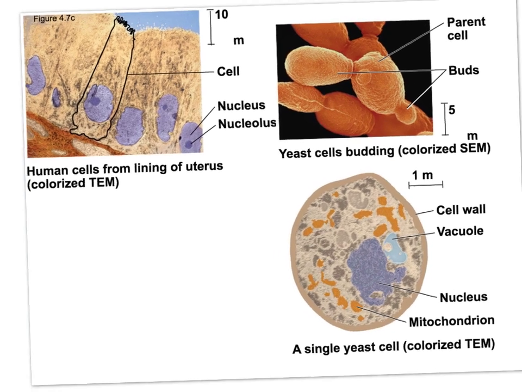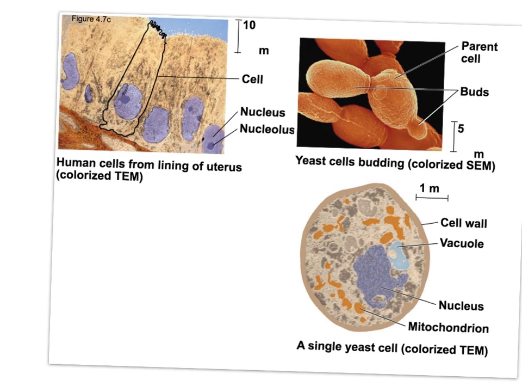All right, so here are some examples of human cells from the lining of the uterus in a colorized transmission electron micrograph. It's colored, so you see the structure of the membrane, and the DNA in purple. You see cilia up here, and the nucleus and the nucleolus. The darker regions are parts of the endoplasmic reticulum. Here's a scanning electron micrograph of yeast budding, and a transmission micrograph of a single yeast cell showing your nucleus and different parts, vacuoles, etc.